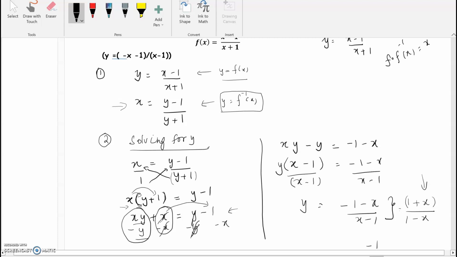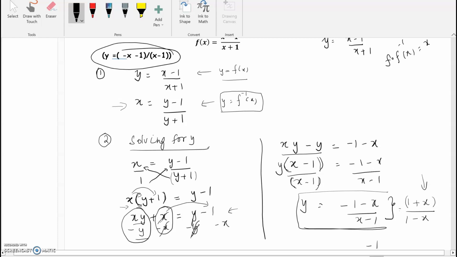Once this is done, we factor out the y from this expression to get y times (x minus 1), and that's equal to negative 1 minus x. And the last step is to isolate the y by dividing both sides by x minus 1. So we have y equals (minus 1 minus x) divided by (x minus 1). So this is our solution, and it matches with the answer that is given here.